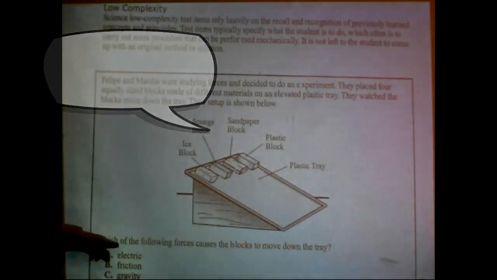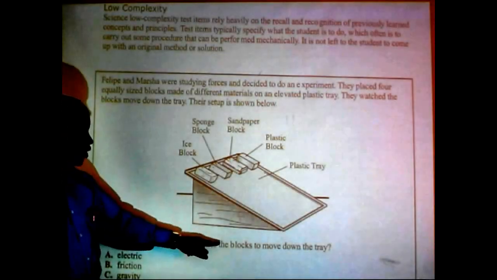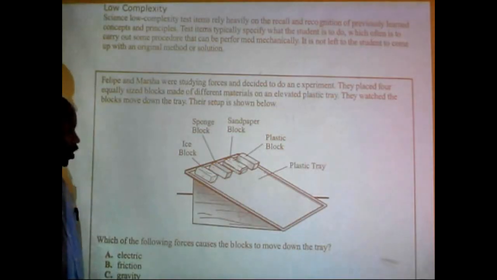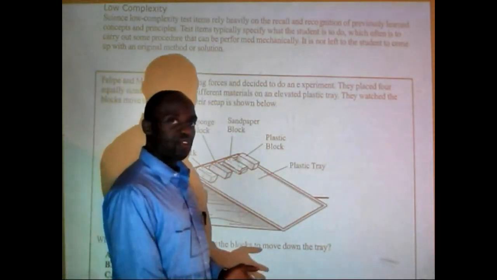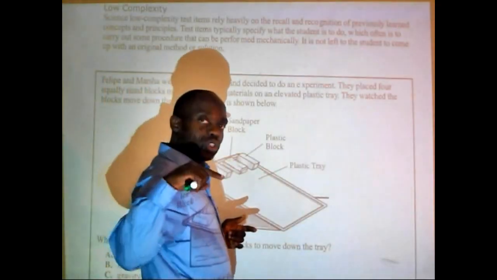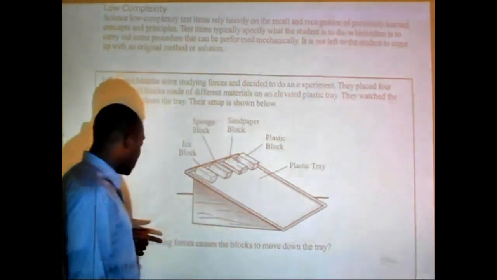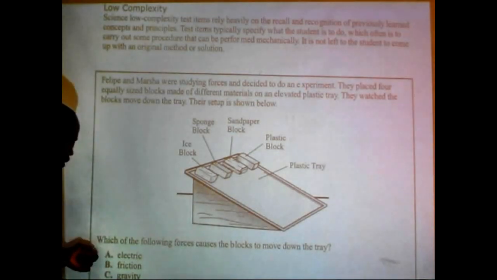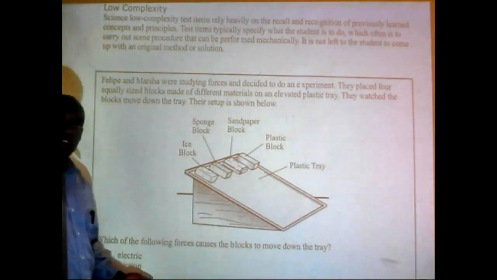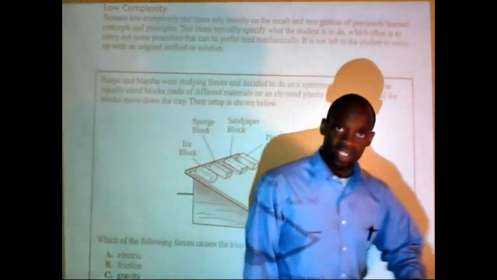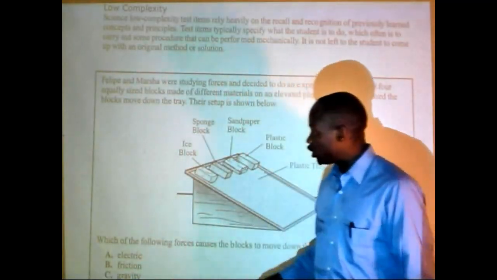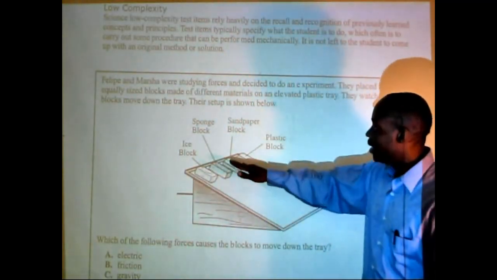The question says, which of the following forces cause the block to move down the tray? We know that gravity is a force that pulls downwards. And so as gravity pulls down, we know that the answer choices say electric, friction, gravity, and magnetic. This is a giveaway. That's the reason why this is a low complexity question, because right here we know that gravity is the force that pulls the materials down.